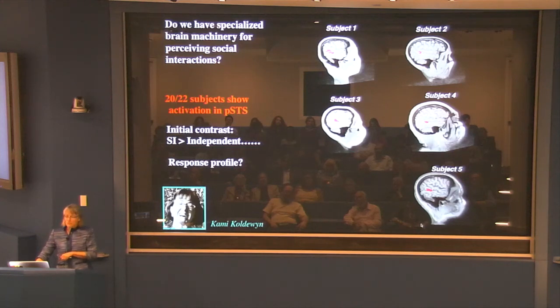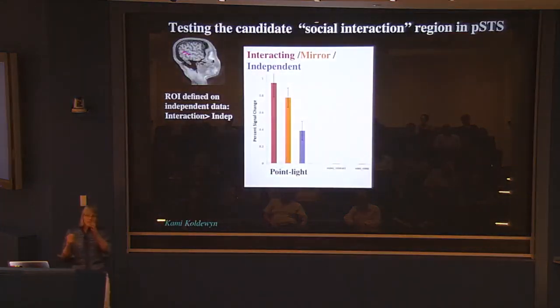And just to show you what that response profile looks like, this is now defining that region with some of the data and then measuring its magnitude of response in left-out data, so it's not circular. And what you see is a strong response to the interaction point light movies, much lower to the two independent activities and kind of intermediate for the mirrored one, which to me reflects my subjective sense of the strength of social interaction here. So that's pretty good and interesting, but we shouldn't believe it yet.